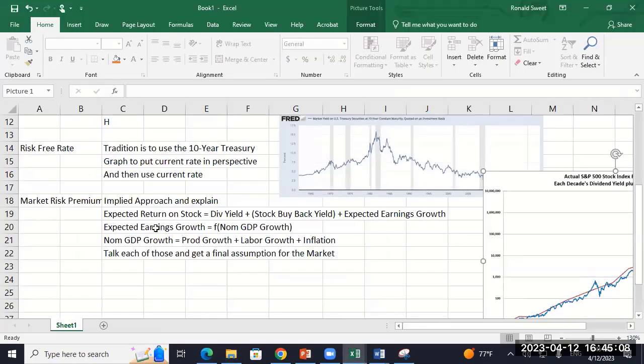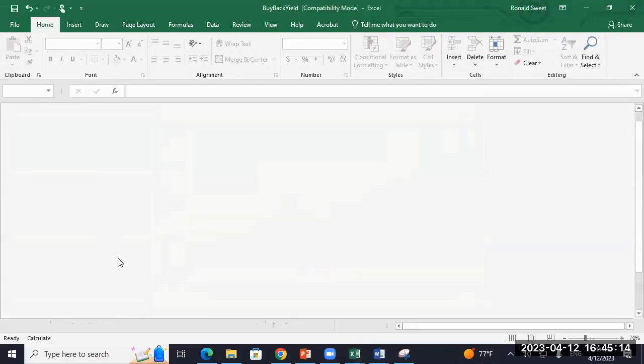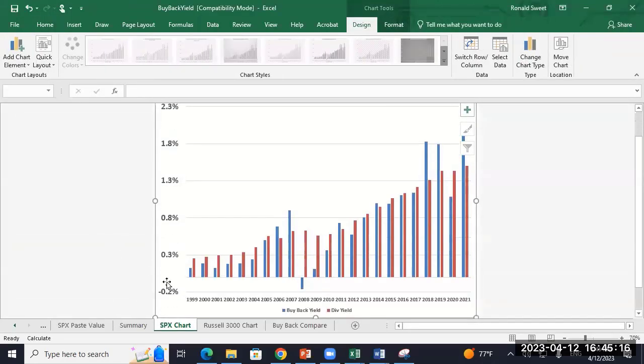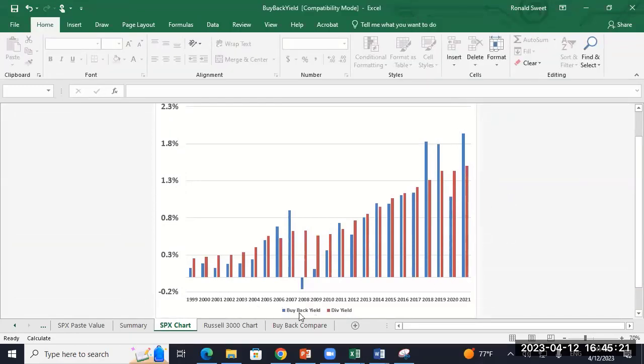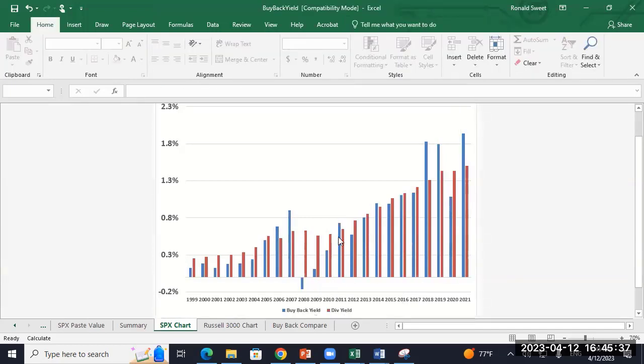So I went back and looked at it. I forget how far back I went, back to 1999, so pretty far back. The blue is the buyback yield, and the red is the dividend yield. You can see in 2008, firms actually issued stock. Probably a lot of those were banks because they were so undercapitalized. And you see the shift from buyback yield being pretty small to being dominant.